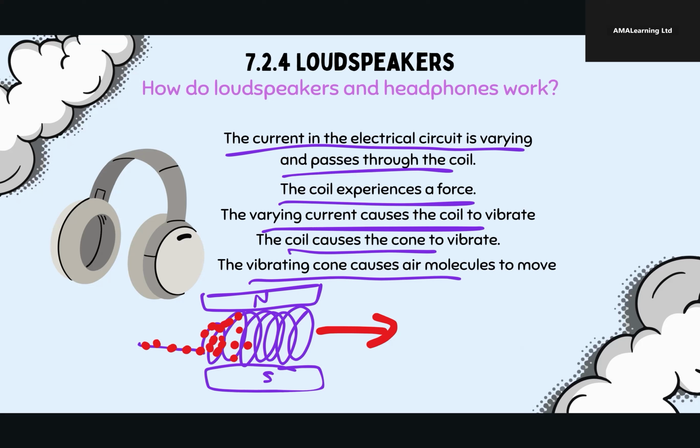Now the vibrating coil is linked to a speaker cone. The coil is attached to a cone, which is a thin, flexible material. As the coil vibrates back and forth, it makes the cone move in and out as well. And because this cone is moving in and out, what's the cone going to do? It's going to vibrate air particles. When it causes vibration in the air particles, it pushes and pulls those air molecules, and that creates longitudinal sound waves.